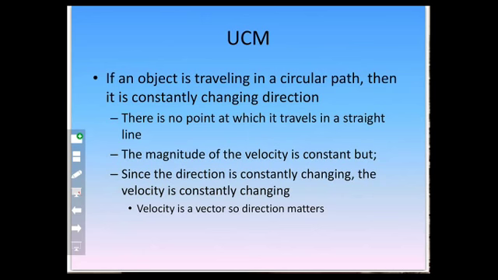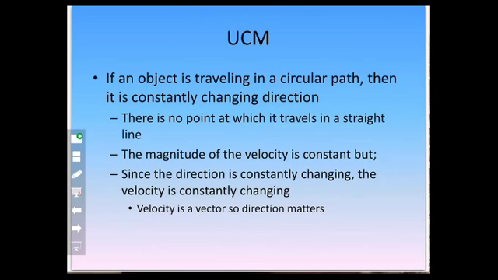at a uniform speed. And if something's traveling in a circular path, as we know from math or geometry, as it follows that path, it's constantly changing directions. And there's no point along that circular path where it's traveling in a straight line. We can analyze motion at a tangent to that circle at any given point, but at no point is it actually traveling in a straight line.